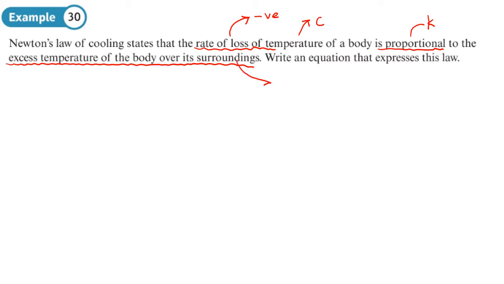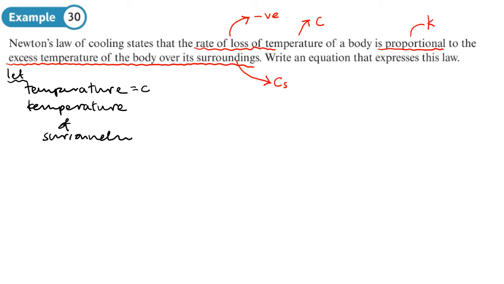Now we need to work out this excess temperature of the body over the surroundings. So we actually need a letter to use for the temperature of the surroundings, because that's going to be fixed. That's not going to change. So let's use C with a little s to stand for the temperature of the surroundings. If you were doing this in an exam, then you want to say things like, let temperature equal C, let temperature of surroundings be CS, so let the examiner know what these letters are standing for, and then obviously your time is going to be T.